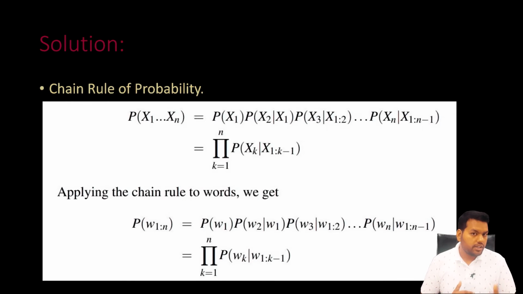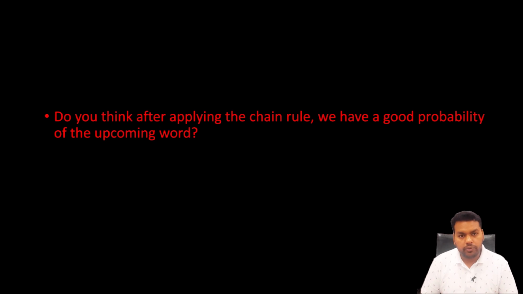But do you think that using the chain rule of probability our problem will be resolved? According to me, the answer is again no. Why? Because the chain rule is also again using conditional probability, and as I told, we do not have a good estimate for conditional probability. So that's the reason we do not have a solution to predict the next word probability if we use n-gram models, because the n-gram model is basically a very simple model of language.